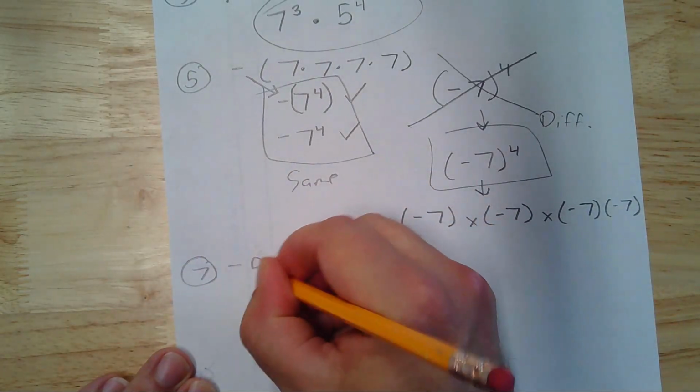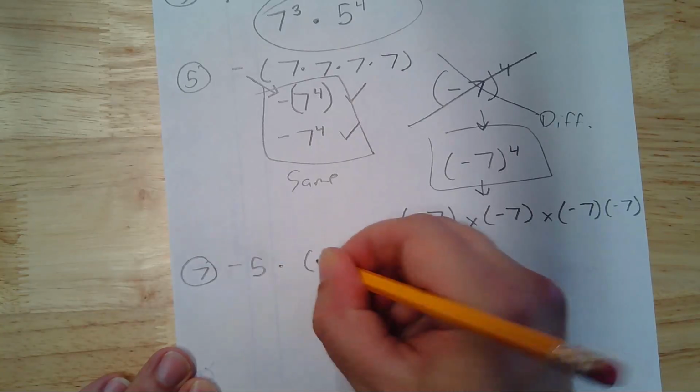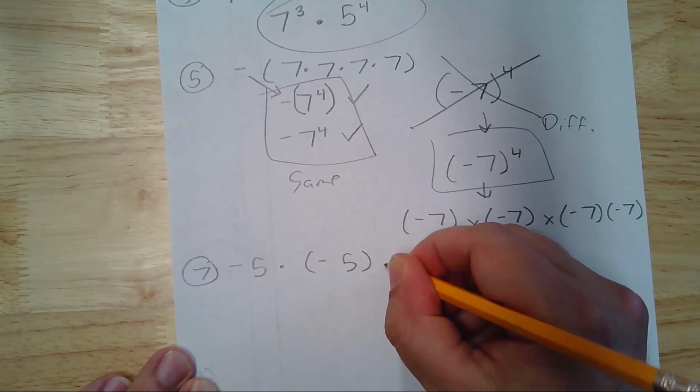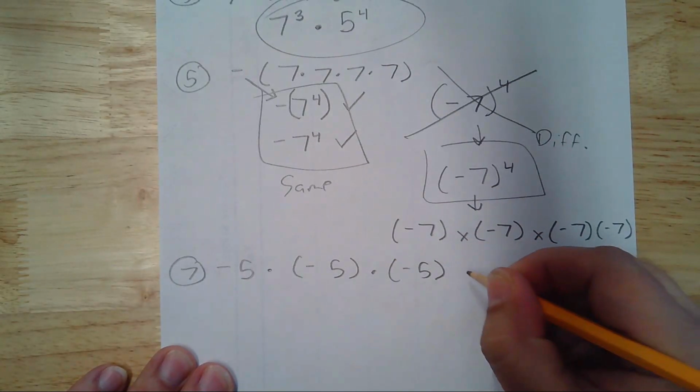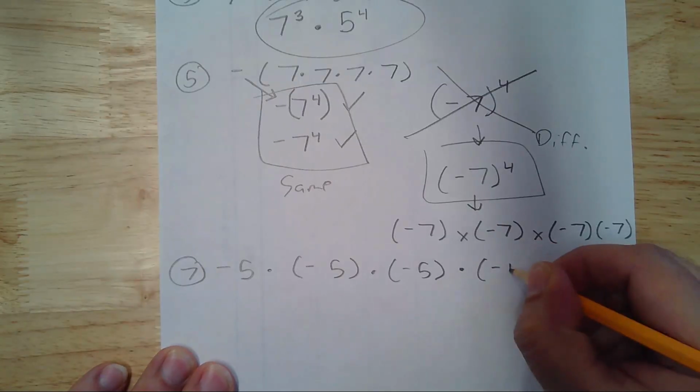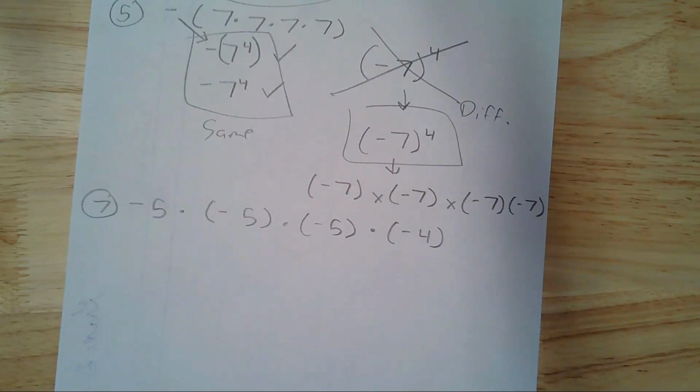And again, I challenge you, you have to be very careful how you write this problem here. But write this in exponential form. Right here. Number 7.